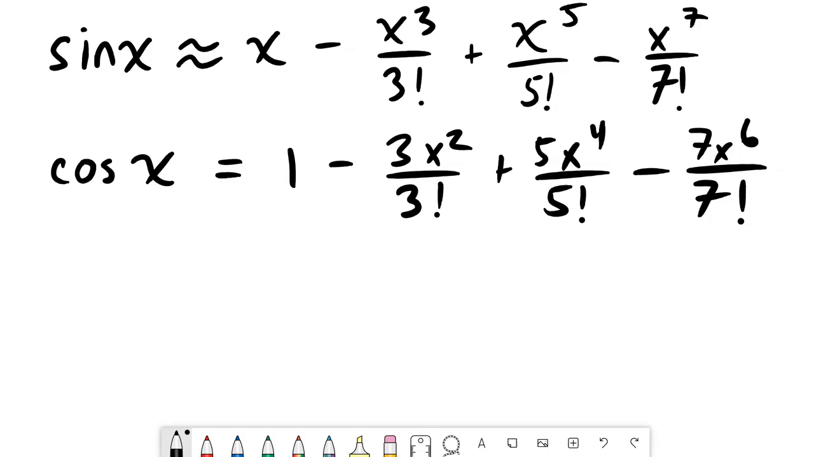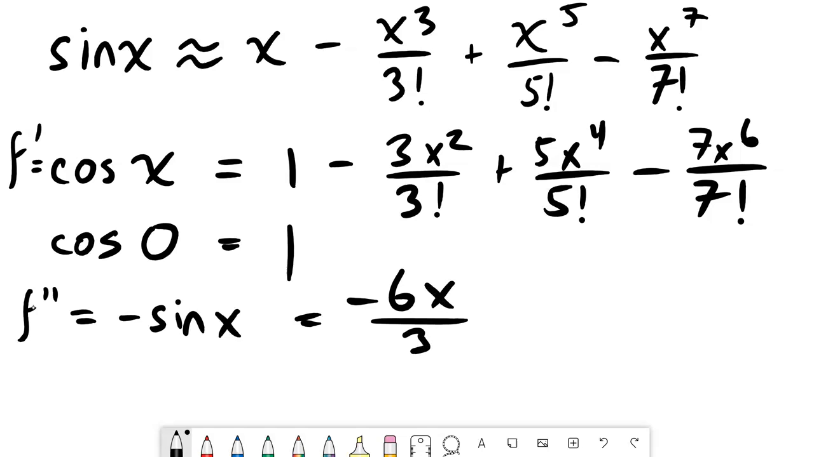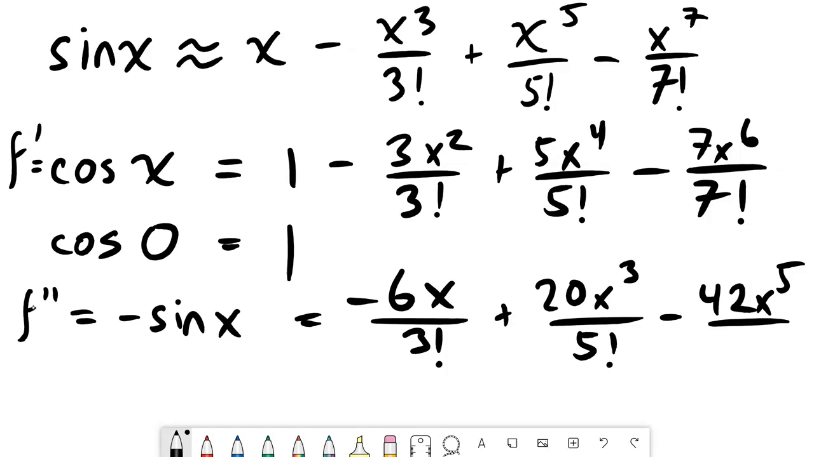If we were to plug in a number, for example, cosine of 0, since this is the derivative, f prime of 0, if I were to plug in 0 here, it's equal to 1, right? Cosine of 0 is 1. And then let's see if that pattern continues on. It has matching second derivatives. The derivative of cosine is negative sine. So that's equal to, when we just compute this really quickly, negative 6x over 3 factorial plus stuff, right? 20x to the third over 5 factorial, and then negative 42x to the fifth over 7 factorial.